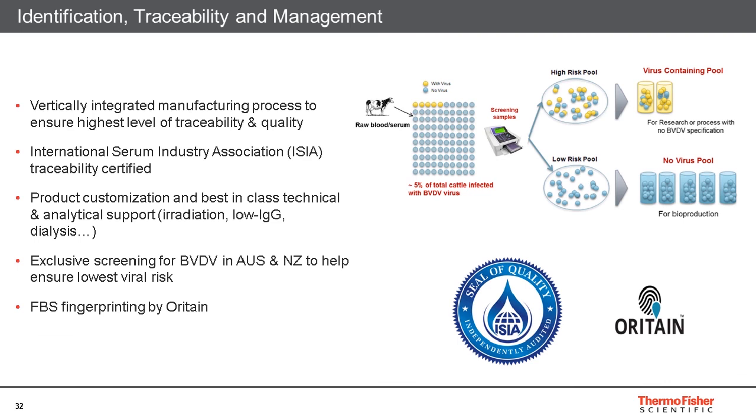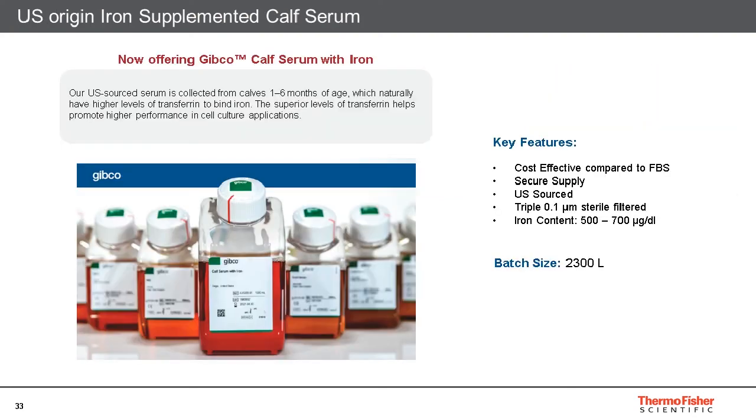For serum, the key risk mitigation is to have a high level of traceability. This is why Thermo Fisher Scientific is part of the International Serum Industry Association and also applies an exclusive screening method against BVDV. This allows us to provide low-risk batches of serum for bioproduction usage. Serum can also be customized in terms of treatments to meet your requirements.